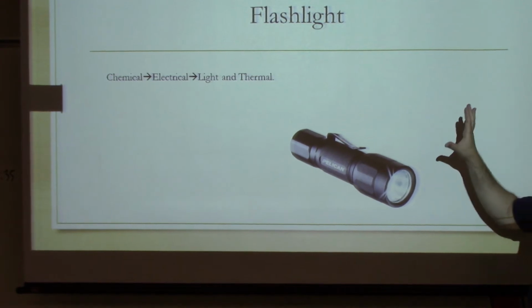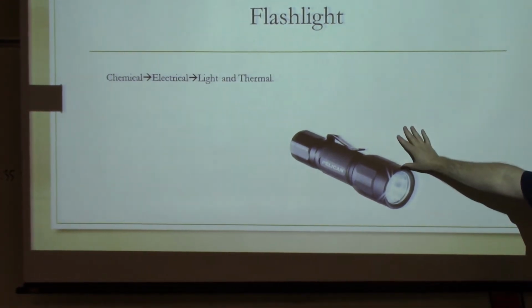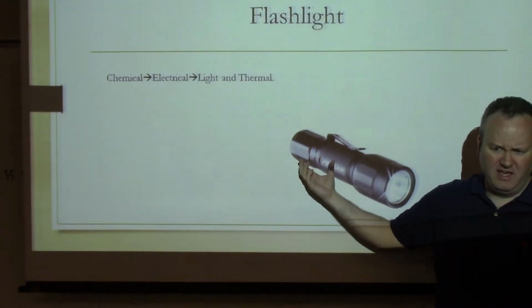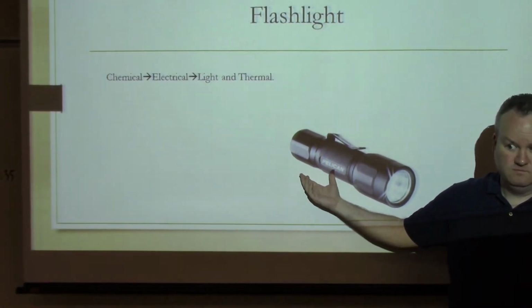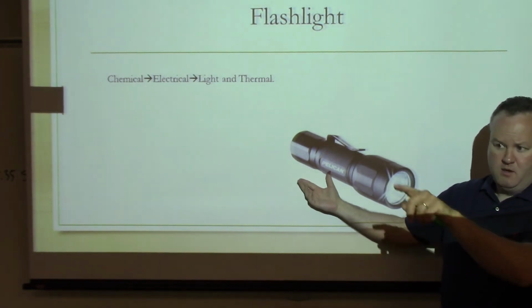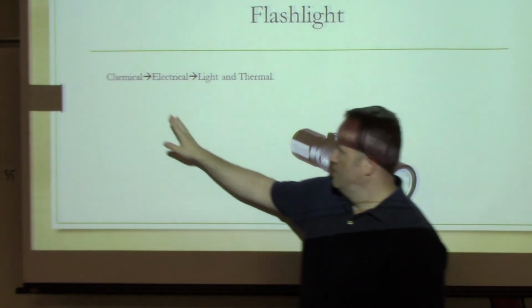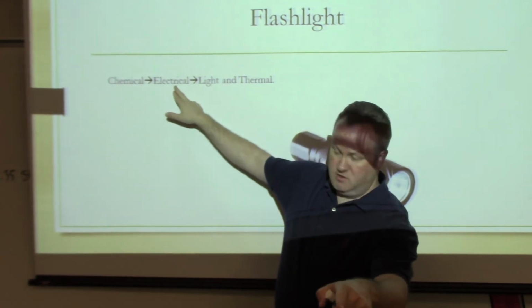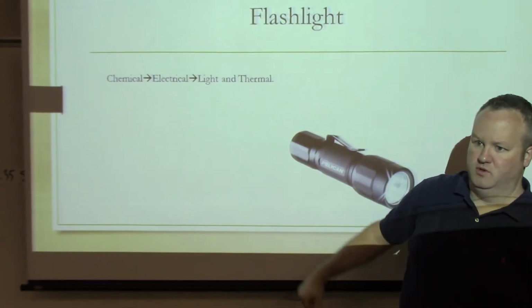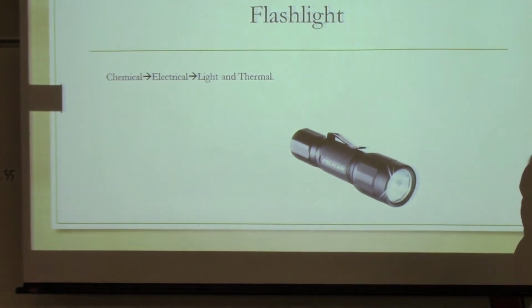So these are the energy conversions that happen within a flashlight. Okay, so you have batteries. What kind of energy do batteries have? Electrical. Chemical. Okay. They have chemical potential. So hold on with that. They have chemical potential, and then it becomes electrical, and the electrical is used for light and thermal. Okay, so again, some energy conversions take place.